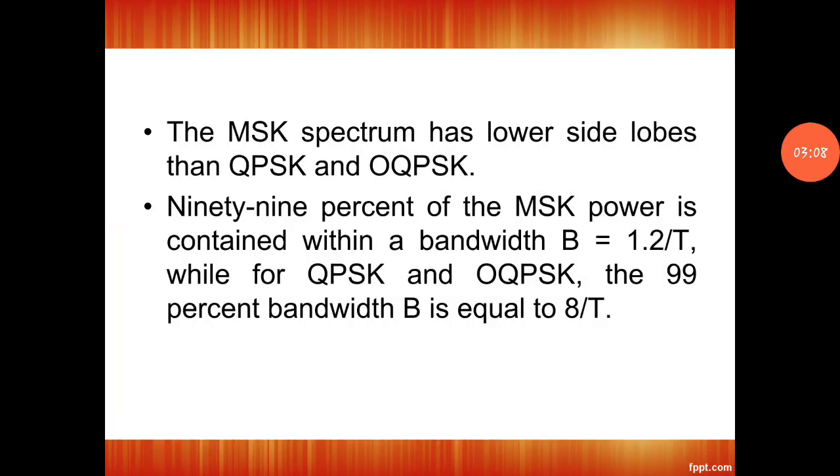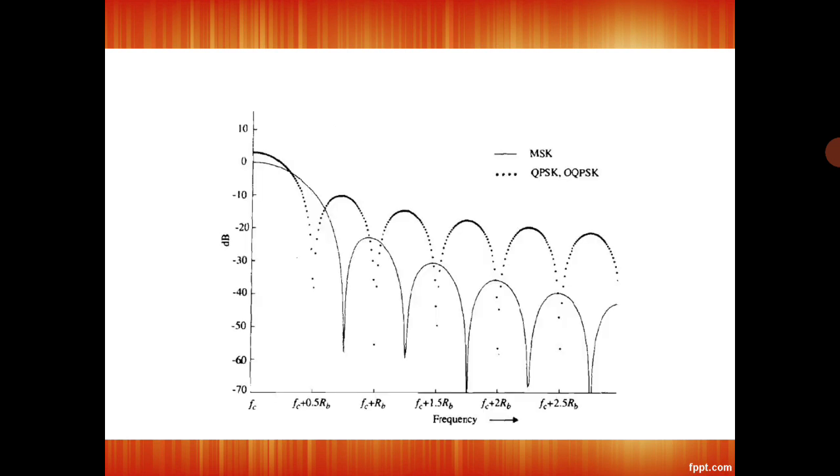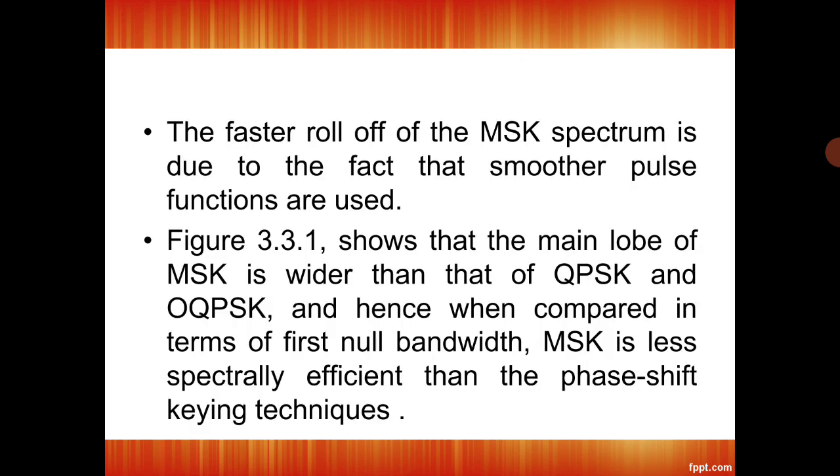99% of MSK power is contained within the bandwidth B equal to 1.2 by T, while for QPSK and OQPSK the 99% bandwidth B is equal to 8 by T. Here this is the spectrum. The x-axis is frequency and the y-axis is the power spectral density in dB. MSK is like this, and the dotted portions represent QPSK and OQPSK.